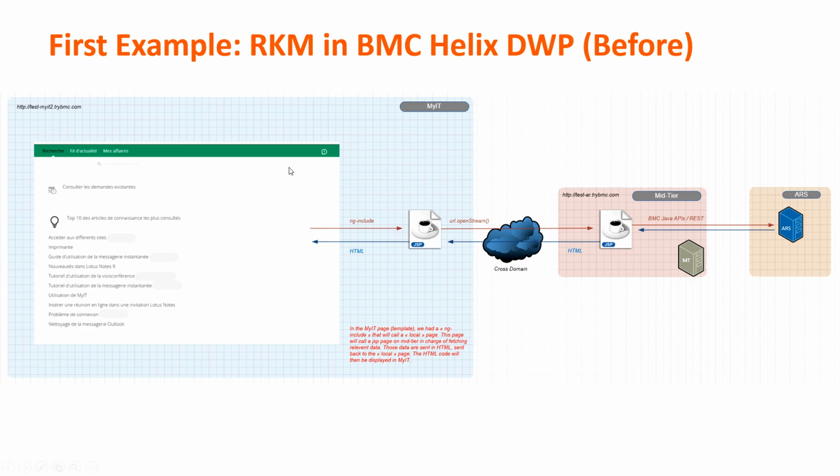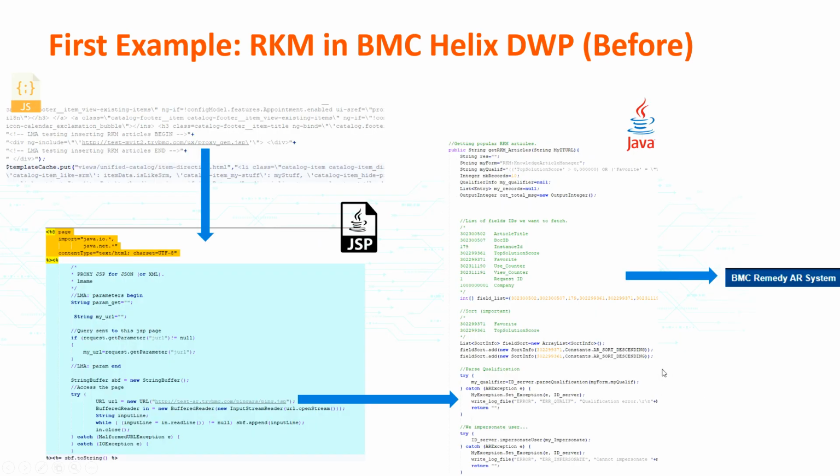So here I got my IT, and I modified the code from MyIT to use ng-include, which is a small JavaScript code, to call a GSP page. The GSP page would call another GSP page hosted on the mid-tier that would connect to Remedy using our API to get the knowledge articles, and back to the UI to be displayed. I couldn't call directly from the UI from MyIT to Remedy because they were not on the same domain, and that doesn't work. There is no cross-domain available at the time.